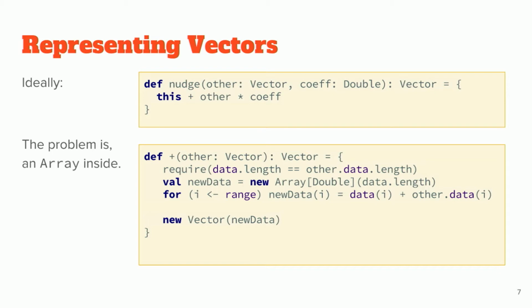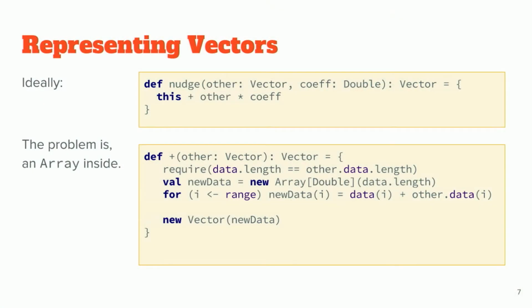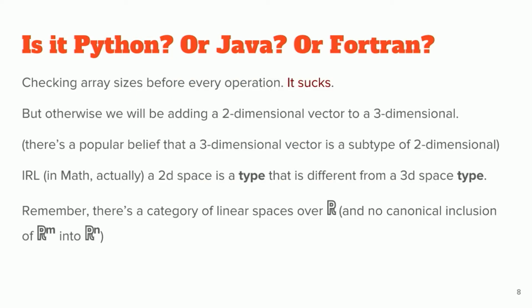Well, the thing is, what do we keep inside? We keep an array inside. So Scala array, Java array, doesn't matter. You have to check the dimensions, and you do this loop, right? So that's OK. This is how you do it. But I was confused by dealing with those dimension checkings, right? So is it Python? Is it Java? Is it Fortran? All the time, when you add vectors, you have to check, oh, do we add the right stuff to the right stuff? Otherwise, we can add two-dimensional vectors to three-dimensional. The idea that they're subtypes, one is a subtype of the other, is the wrong idea, because we are in a category, different types.